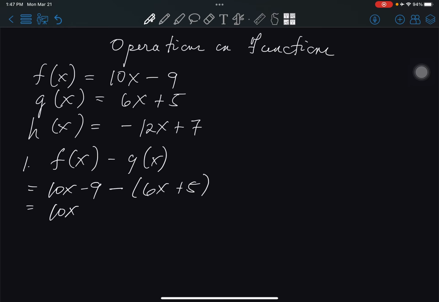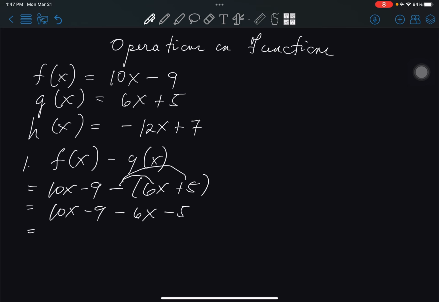We have 10x minus 9. However, to remove your grouping symbol, we have to distribute your minus sign here. So we have minus, this will be multiplied to 6x, that will become minus 6x. Then minus, it will be multiplied to 5, that will become minus 5.